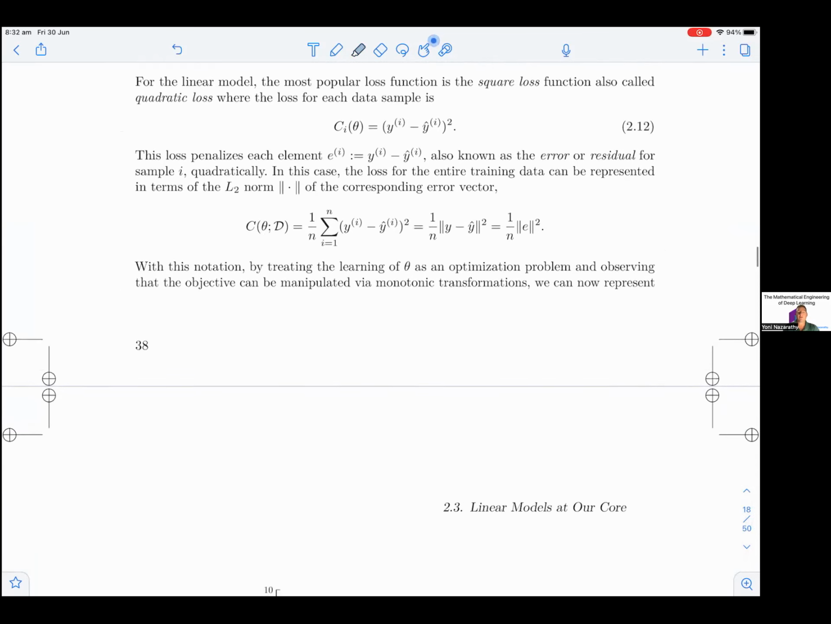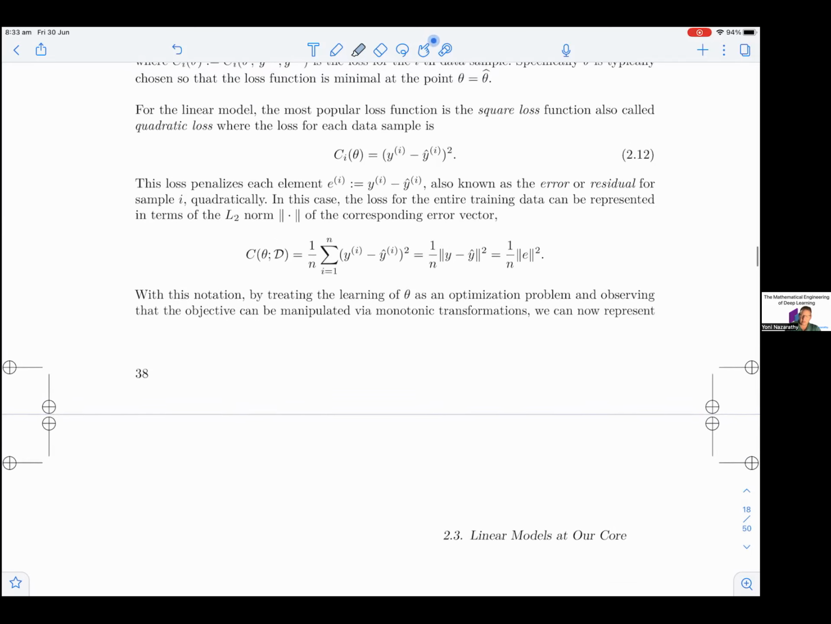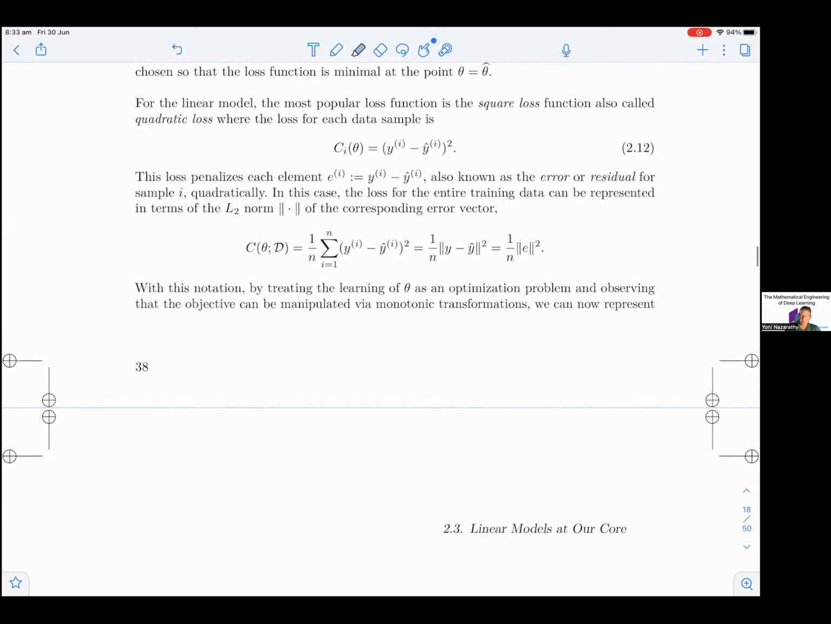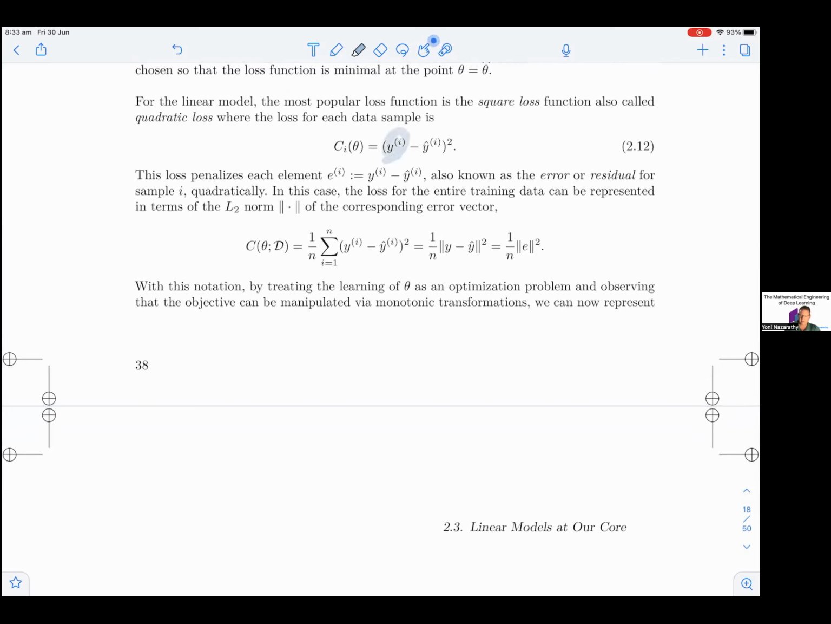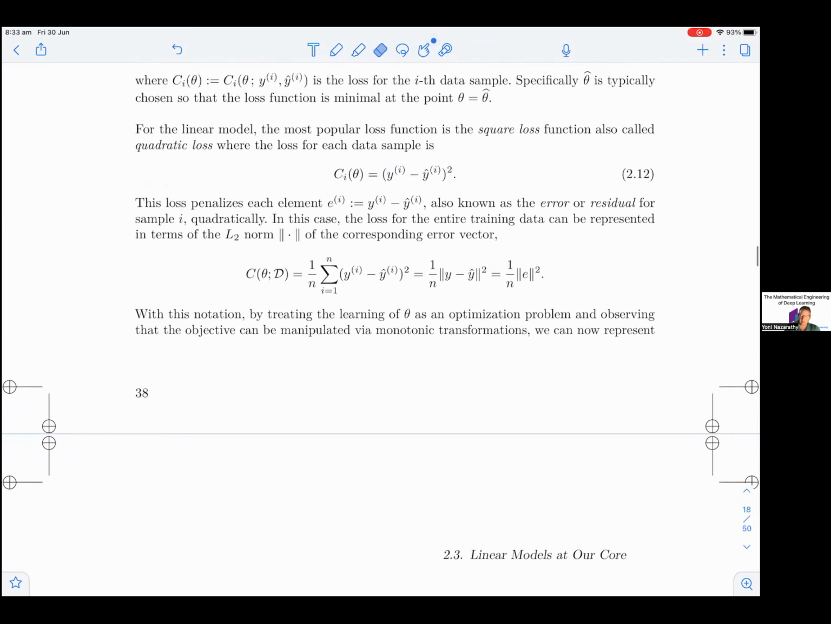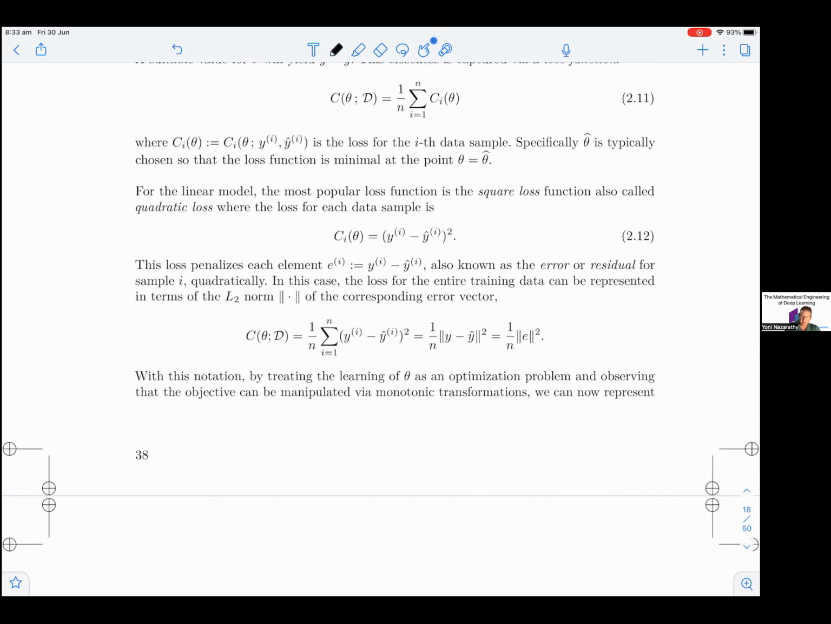For the linear model, the most popular loss function is the square loss function, also called quadratic loss, where for each data sample, Ci of theta is just the difference between your observed label and your predicted label, squared. Okay, so that's a square loss. Each one of those Cis goes in here. So there's a loss for an individual observation and the loss function over all of the data.